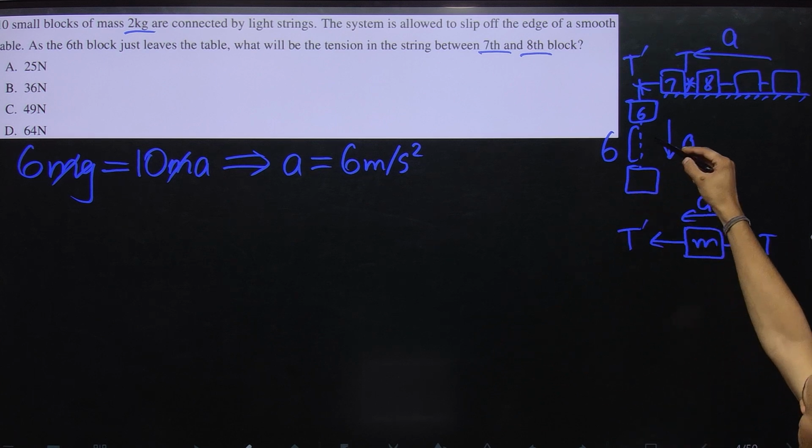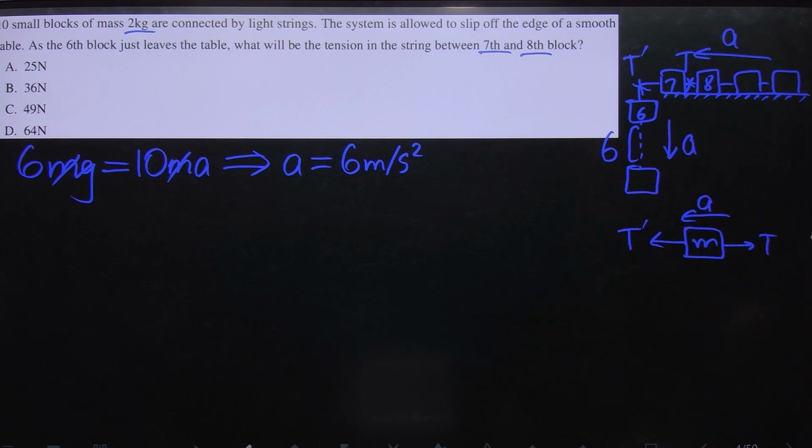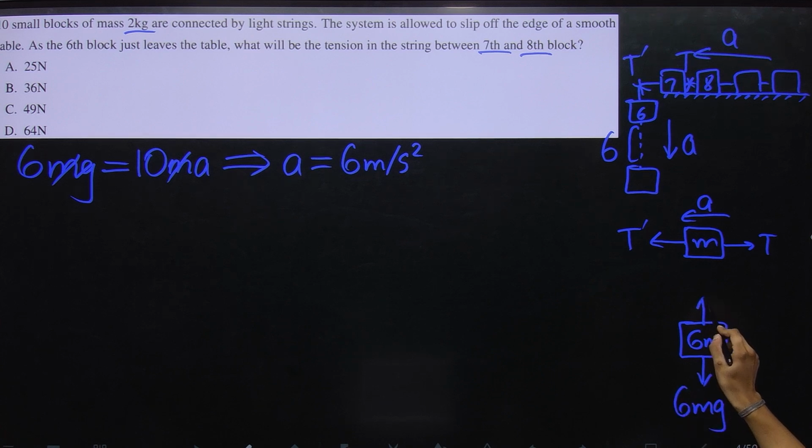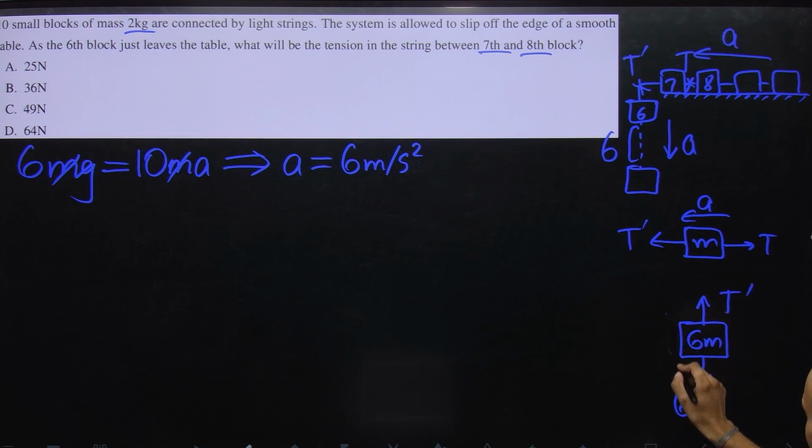Now, if we draw the free body diagram of the combined system of 6 masses hanging downwards, then the combined mass is 6m, its own weight 6mg is acting downwards, and the tension between the ropes, T dash, is acting upwards, such that the acceleration of this entire block system should also be equal to a in the downwards direction. Now we can balance the forces.